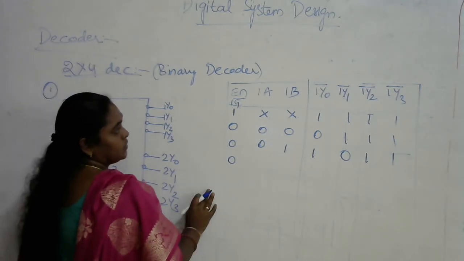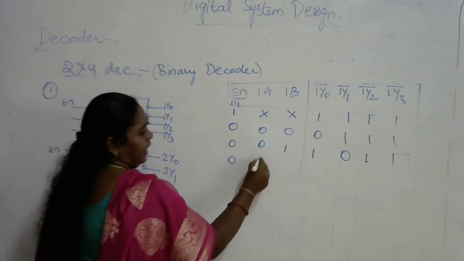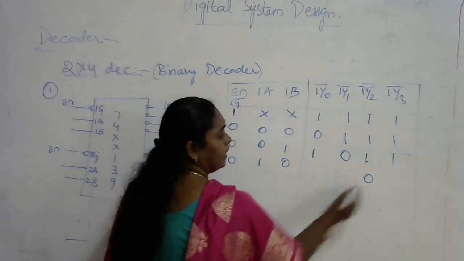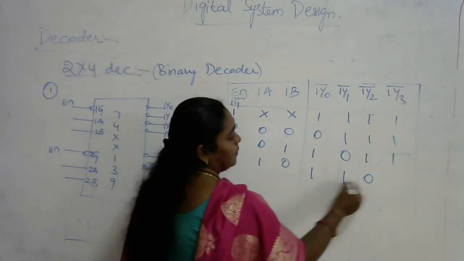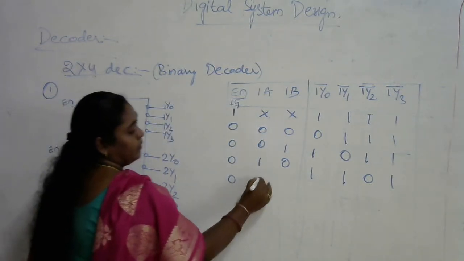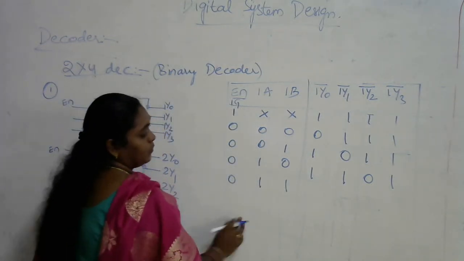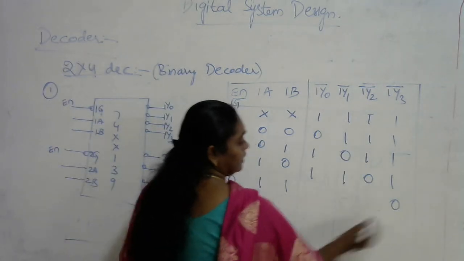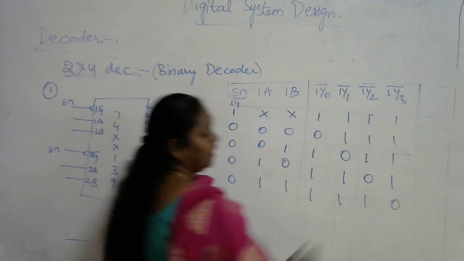Next, enable is 0, A is 1, B is 0, that is 1, 0 equivalent to Y2. So, Y2 is 0 and all the remaining are equivalent to 1. When enable is 0 and both A and B values are 1 and 1, that is 1, 1 equivalent to Y3. So, Y3 is 0 and all the remaining are 1s.